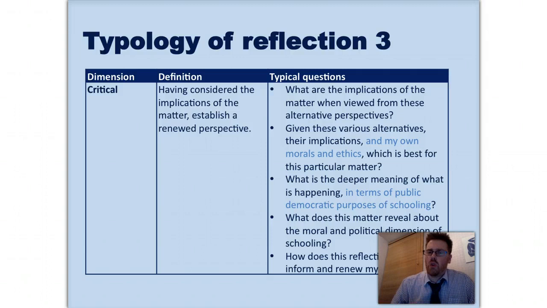What I don't want to encourage you to do is to see the three levels as: you start with some description, then you do your comparative, then you do your critical. That's one way of doing it, but it's just one way. And this typology of reflection from Jay and Johnson is just one approach. So I'm not trying to suggest this is the only way to do it. This is a way to do it, which we found has been quite successful.